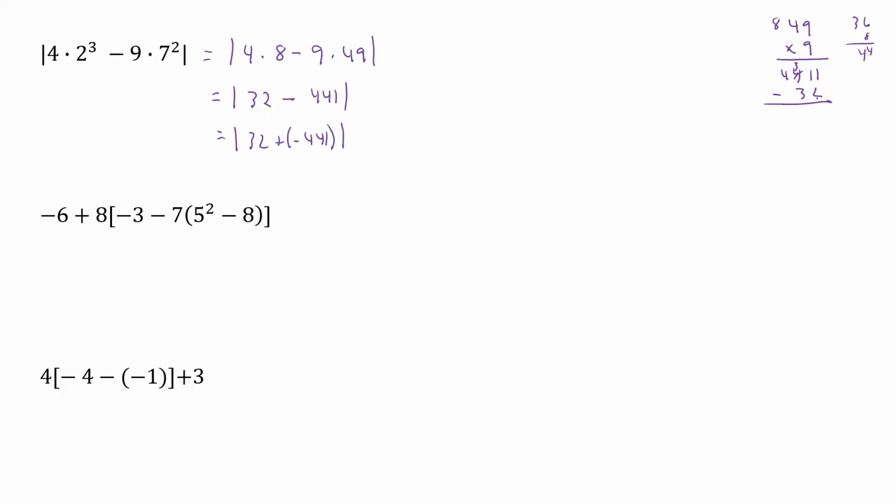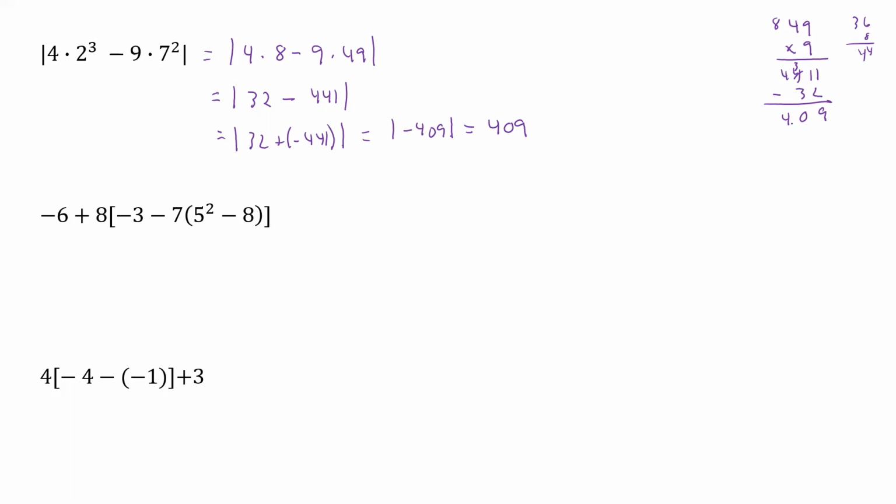So here we have a 9. That's going to be a 0. It's going to be a 4. And it's still going to be a negative. So that's going to be the absolute value of a negative 409. Well, the absolute value of a negative 409 is going to be a positive 409.